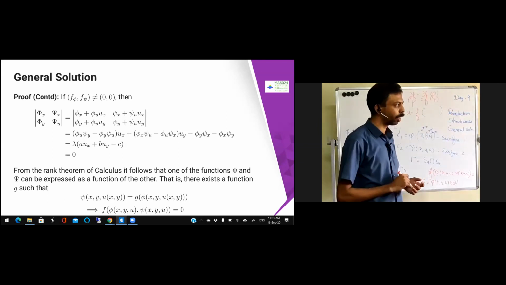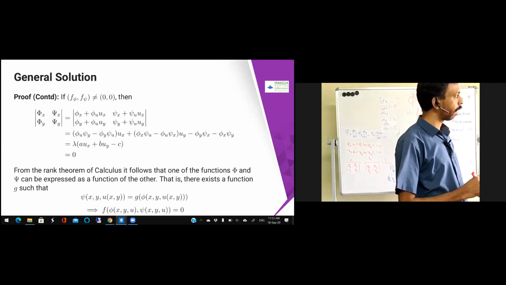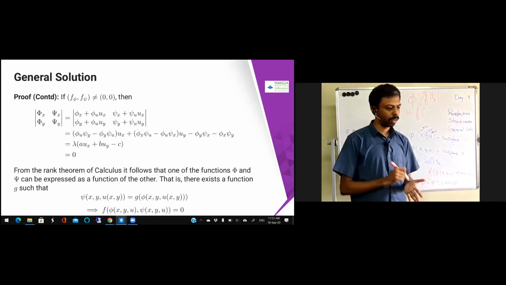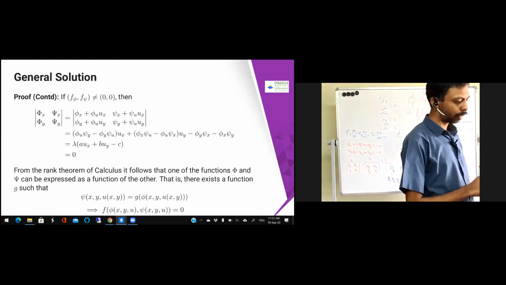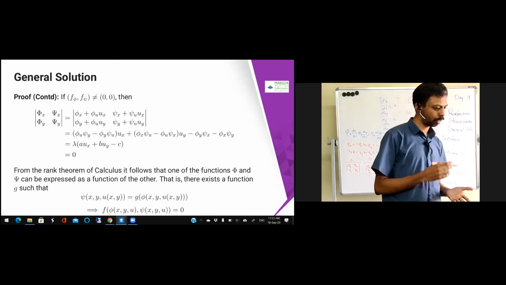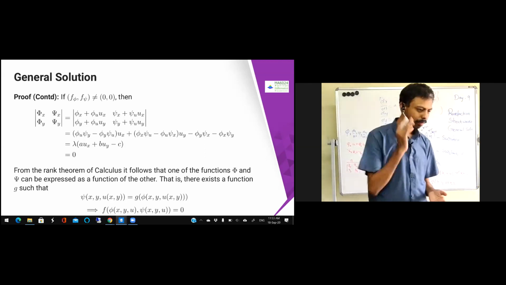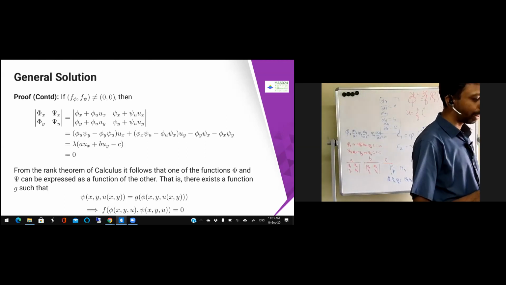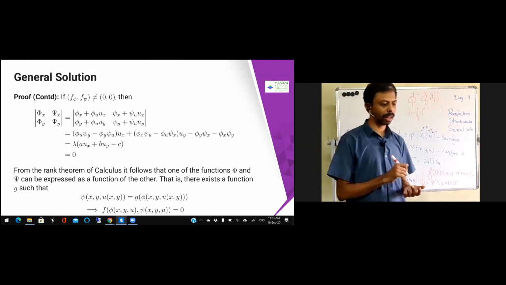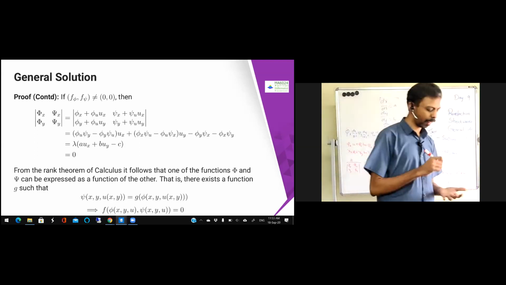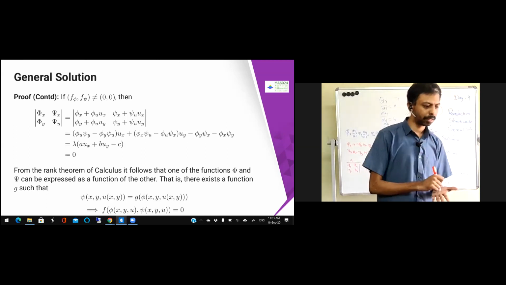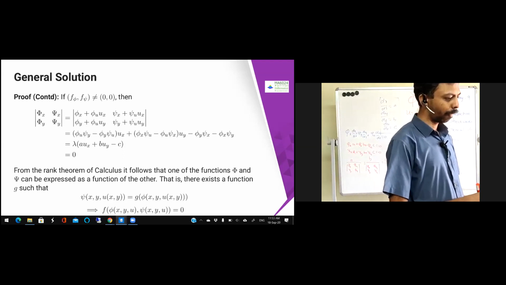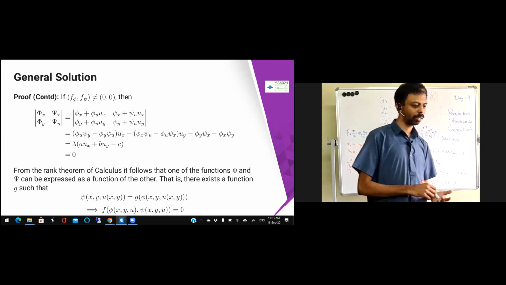Linear algebra, simple linear algebra. If the denominator is 0, what is the rank? Hello? Will you hear me? See, you have a 2 by 2 matrix, right? So if the determinant is 0, what does it mean? What is the rank for a 2 by 2 matrix? Will it be 2? Less than 2.